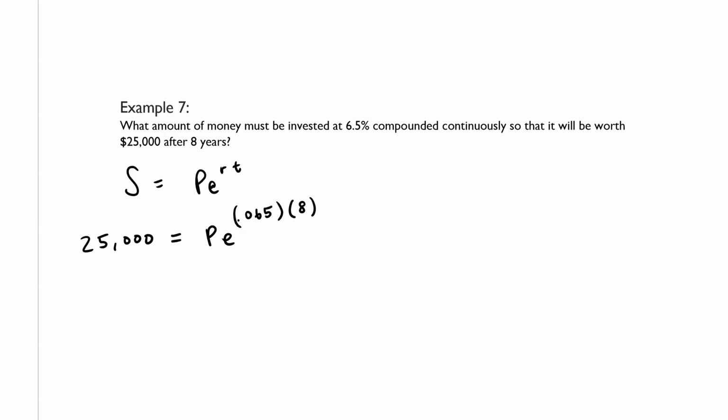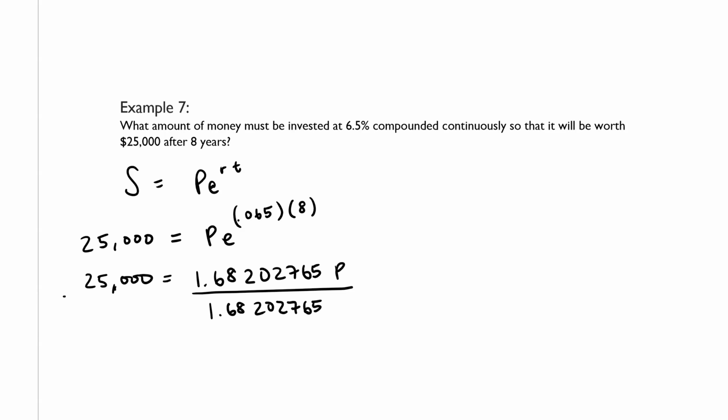So I'm going to throw the e to that exponent into the calculator. And we ended up getting that long decimal. And now if I want to solve for P, I'm going to divide that number on both sides. And so we get that P is approximately $14,863.01.